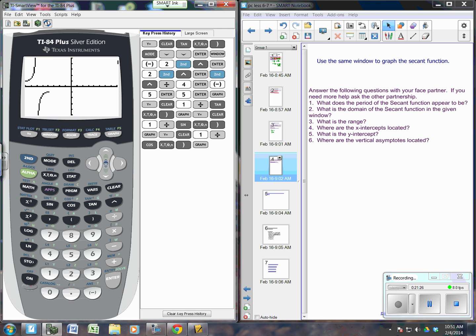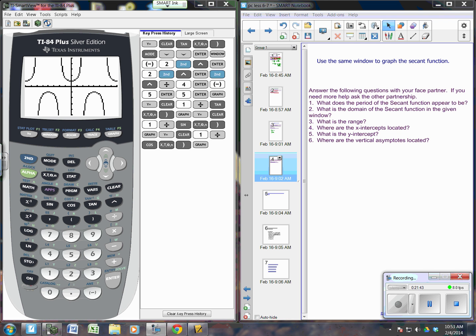Oh, I forgot to show you how the sine and the cosecant were related, didn't I? Remind me on this one. I'll show you how the cosine and the secant are related. Okay, you guys answer the questions. I'll give you a few minutes.